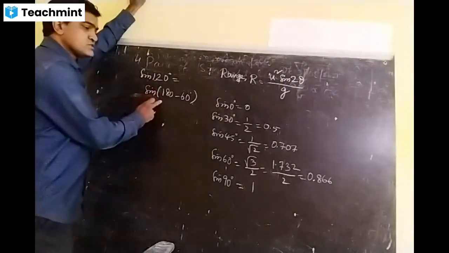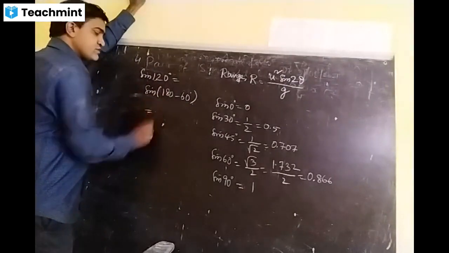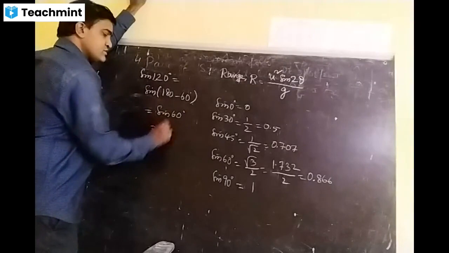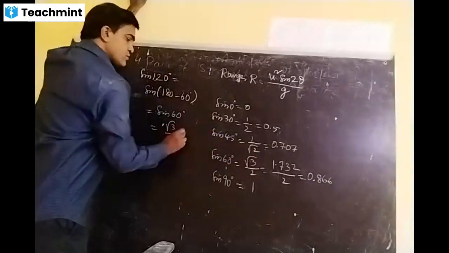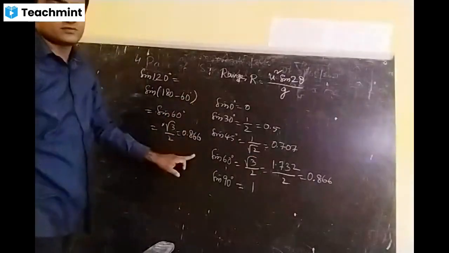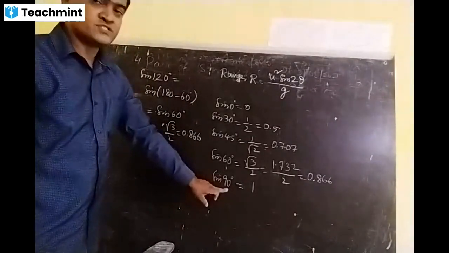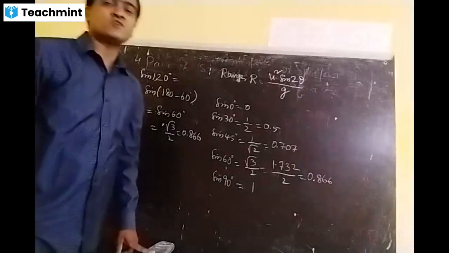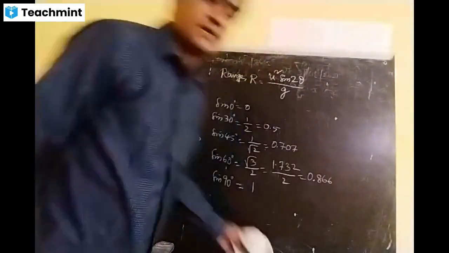But what about this one? Sine 120 is sine of 180 minus 60, which is again sine 60. Sine 60 value is root 3 by 2, which is 0.866. Again, I am getting less than 1. So for which angle am I getting the maximum? 90 degrees. Sine is always maximum for an angle theta equal to 90 degrees.